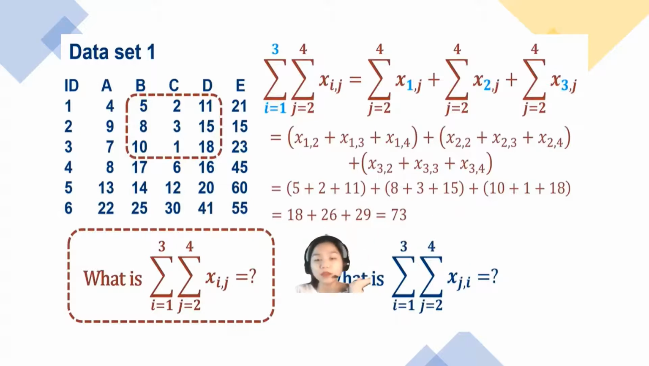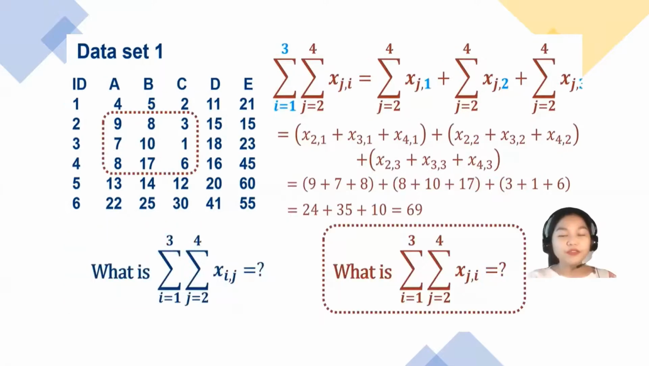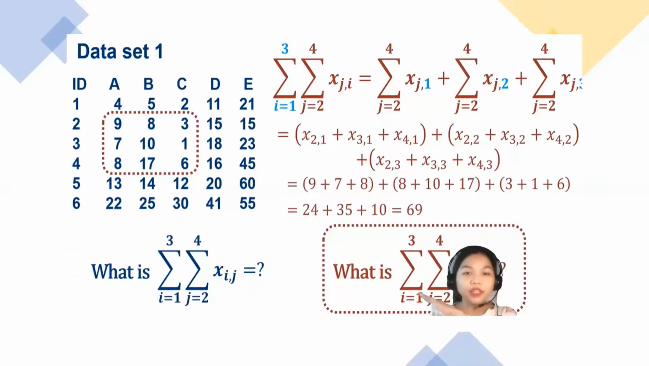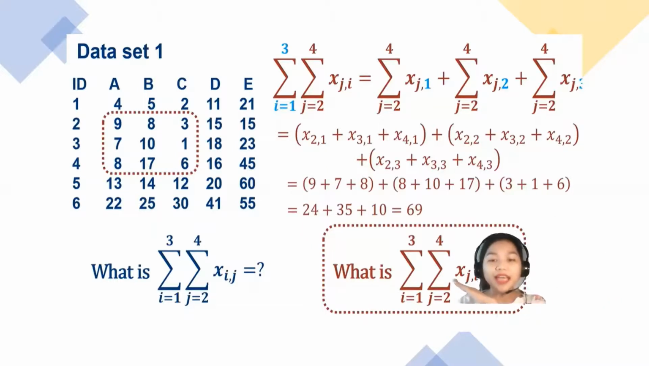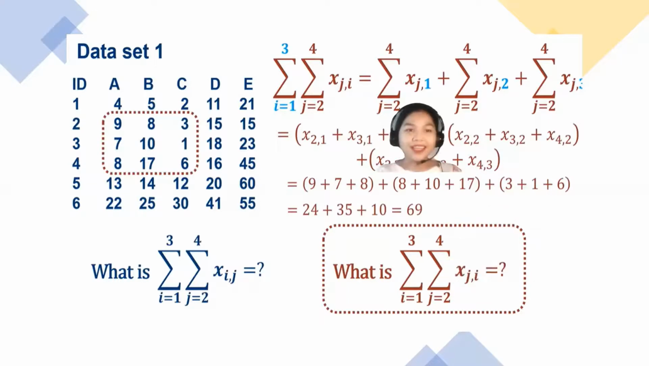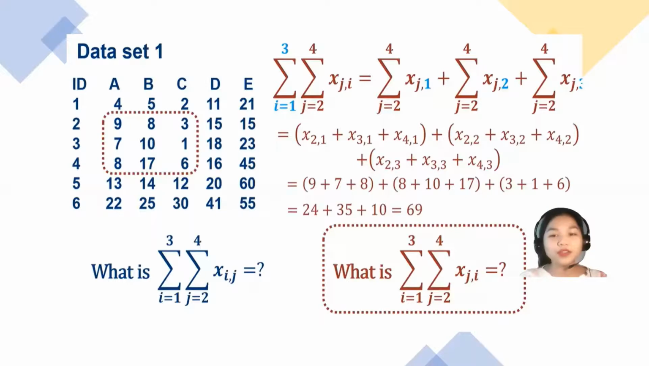So let's try to solve naman po a different notation. Solving for this summation notation, still we will be using the same data set. So summation of xji as i goes from 1 to 3 and j goes from 2 to 4. So now let's try solving this unique summation notation.